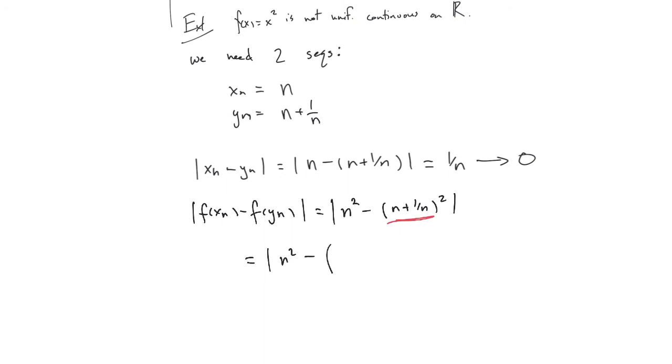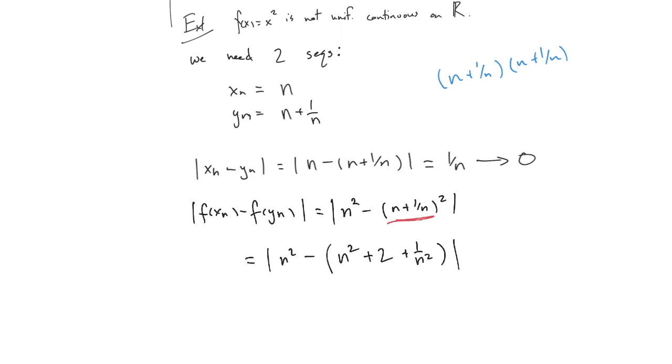And then here, n plus 1 over n, and then n plus 1 over n, right? So on the front, I get n squared. In the middle, I get 1 over n times n, which is 1. And on the outside, I also get a 1, so that's going to be plus 2 in the middle term. And then at the end, 1 over n squared.